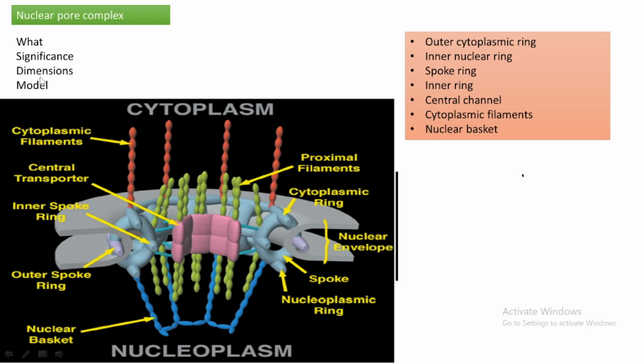Then what about the dimension? Its diameter is 120 nanometer. And its mass is 125 million Dalton. And it is composed of 100 different proteins. 100 different proteins. Okay. And next we are going to understand the model of nuclear pore complex.